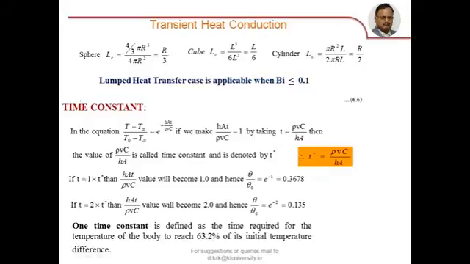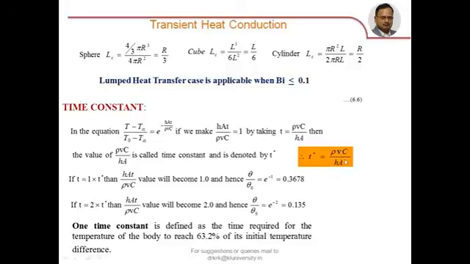So the response should be quick to changes in the surrounding environment temperature. That means the time constant of a thermocouple should be low. Under what conditions will the time constant of a thermocouple be low? Only when its density is low, only when its specific heat is low. For example, copper has low specific heat. That is why most thermocouple junctions are made up of copper and constantan.